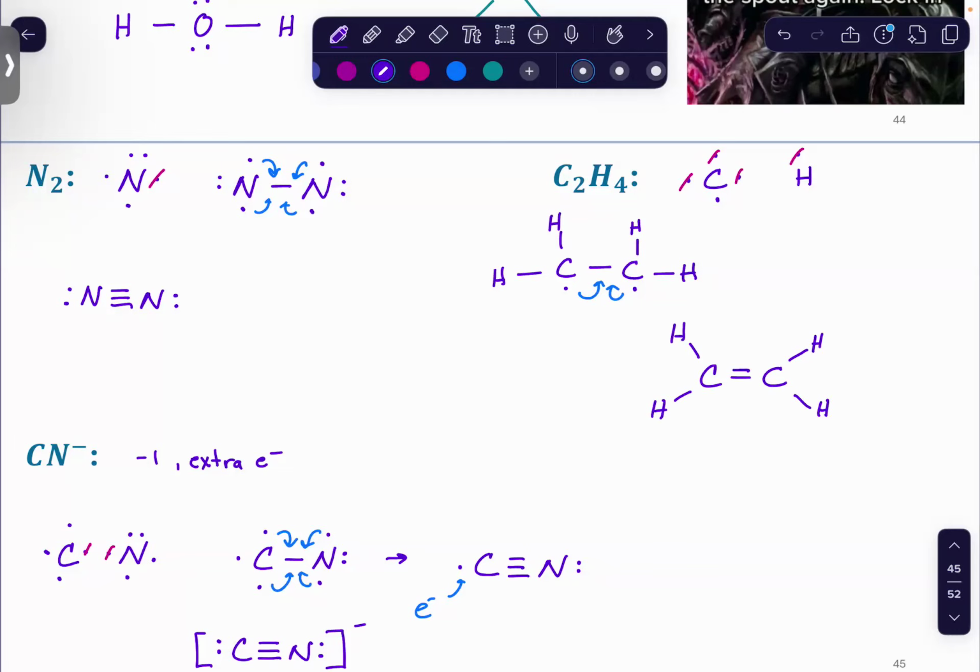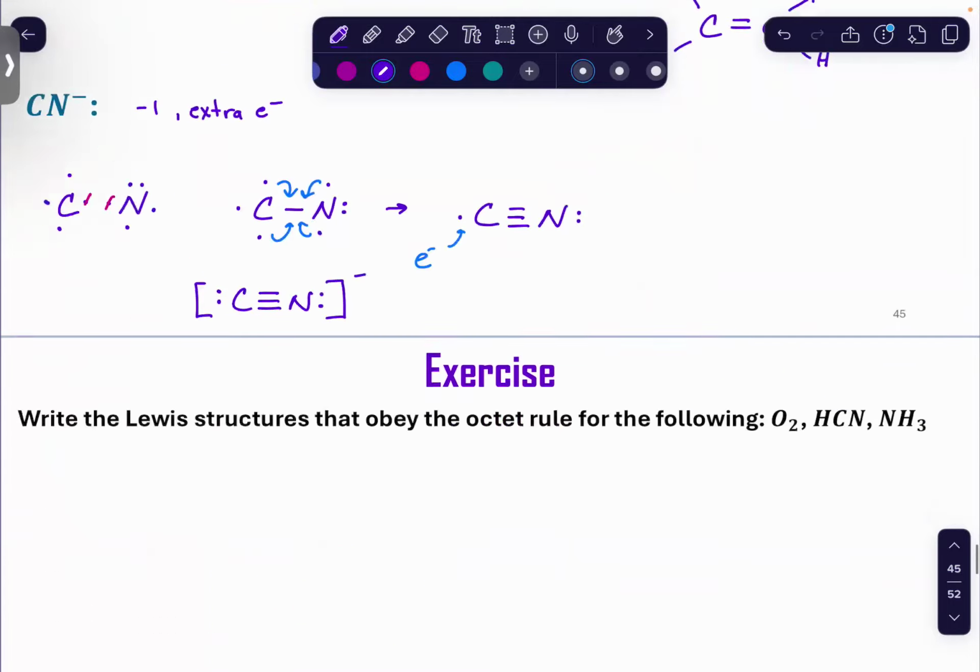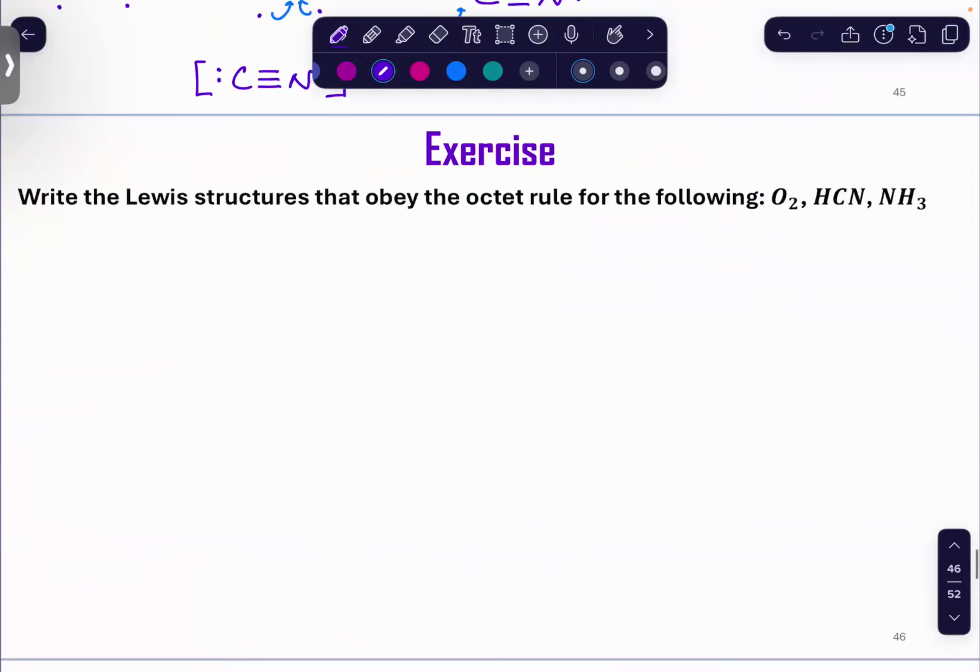So really your Lewis structures are just going to take a little bit of practice. And you'll get to the point where you can do these pretty flawlessly. Here's an exercise. Maybe pause the recording and see if you can get these.